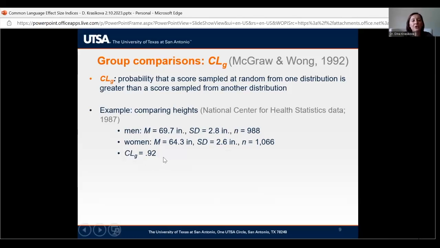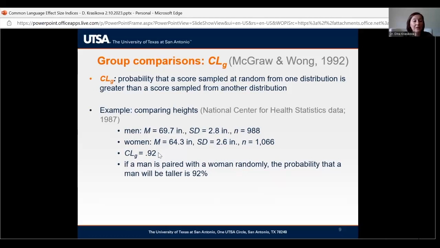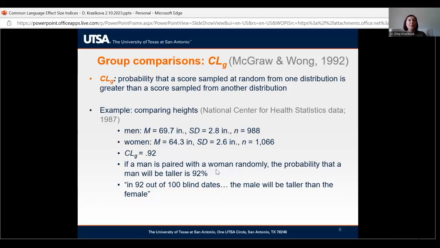Now, if we compute the CLG for this difference in means, and I'll show you how to do it in just a moment, it will be equal to 0.92. So how can we interpret this CLG? We can interpret it as follows. If a man is paired with a woman randomly, the probability that the man will be taller than the woman is 92%. Or we can interpret it in a more intuitive way by saying that in 92 out of 100 blind dates, the male will be taller than the female. So let's take a look at how to compute the CLG.